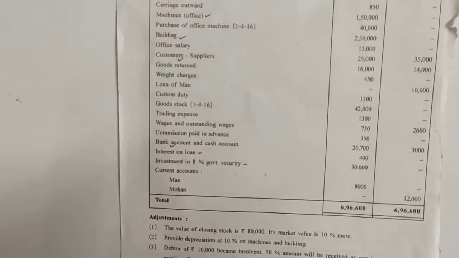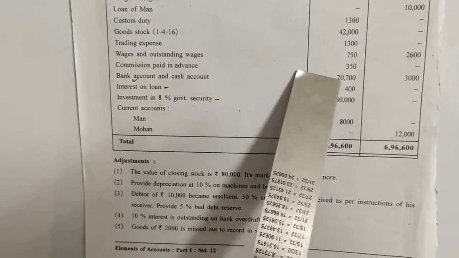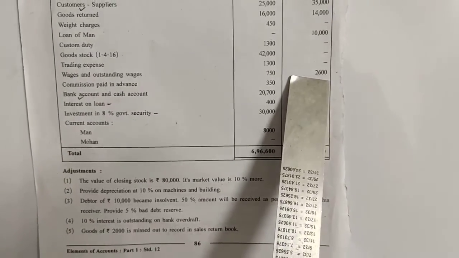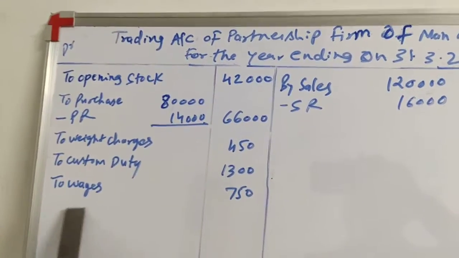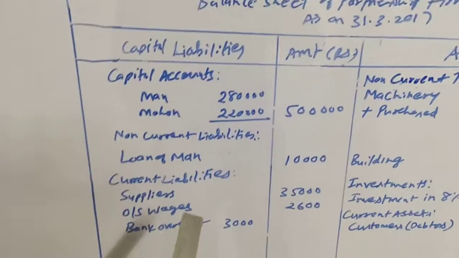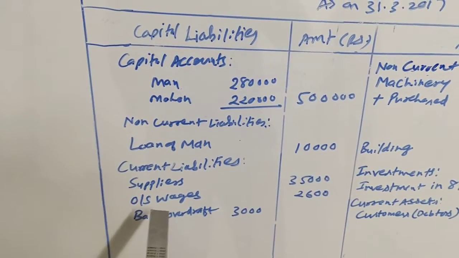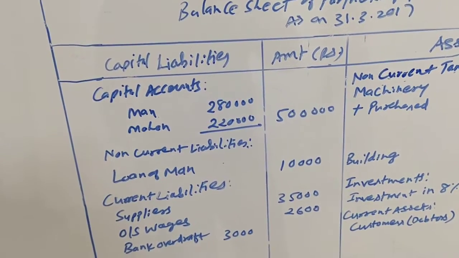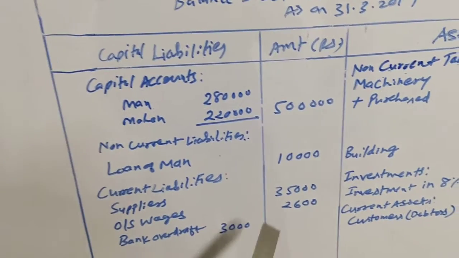Next item, wages and outstanding wages 750 and 2,600 respectively will be recorded. Wages will be recorded at the debit of trading account. So here it is to wages, and outstanding wages will be recorded at the liability side of balance sheet. So liability side of balance sheet, outstanding wages 2,600.